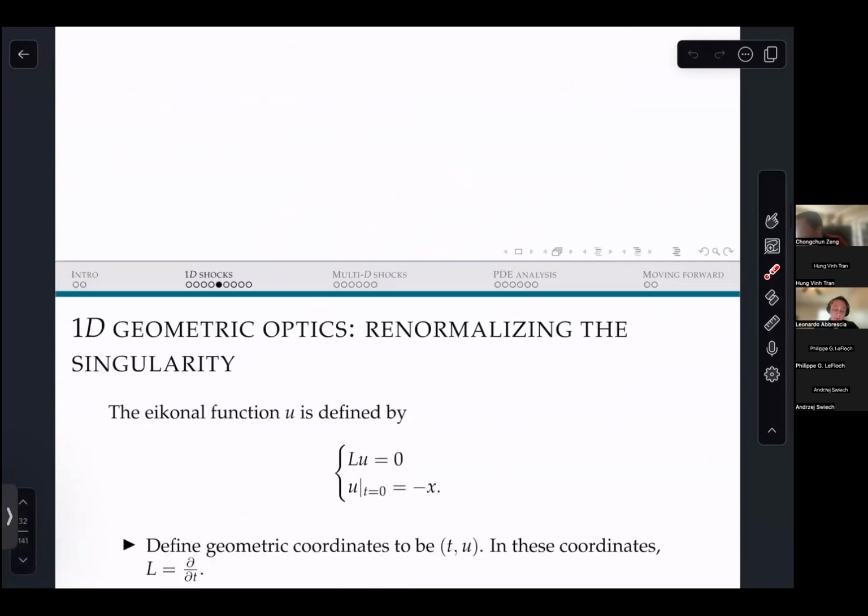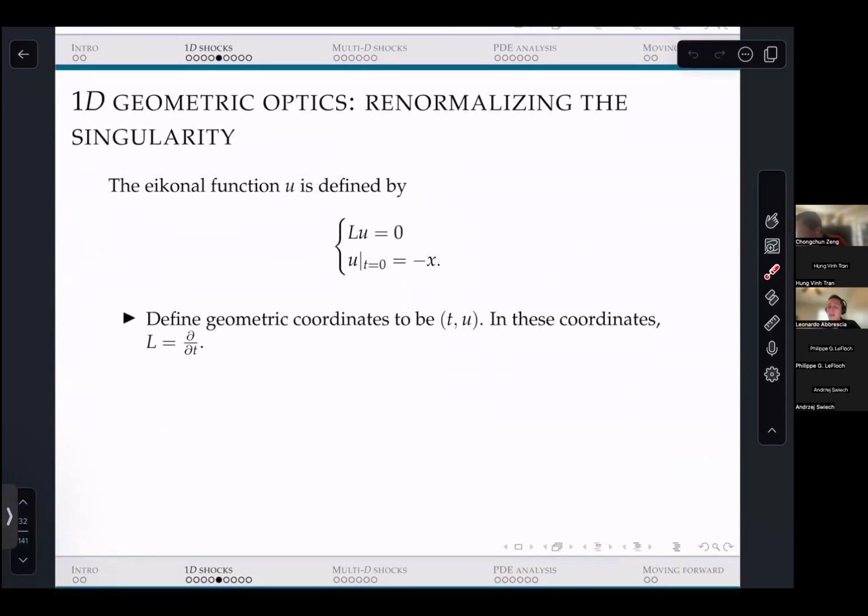Now, I'm going to define a dynamical coordinate system by this u. So I'm going to consider coordinates t and u, and I'm going to analyze Burgers within these coordinates. My claim for you is that these coordinates renormalize the singularity away. And there is some very interesting mathematics that you can do to get back the original singularity.